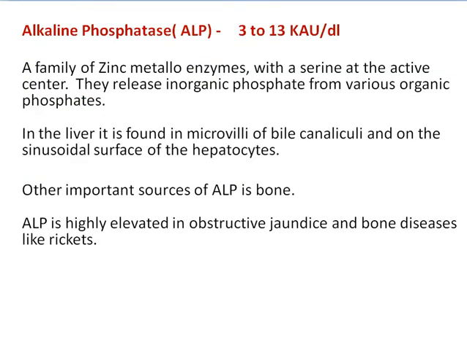Alkaline phosphatase: normal 3 to 13 King-Armstrong units. It is a family of zinc metalloenzymes with serine at the active center. They release inorganic phosphate from various organic phosphates. In the liver, it is found in the microvilli of bile canaliculi and on the sinusoidal surface of the hepatocytes.